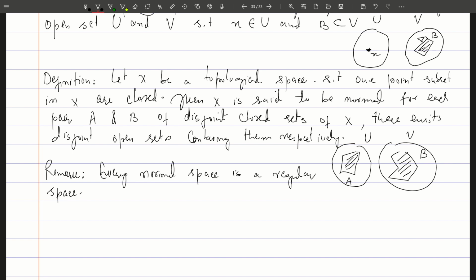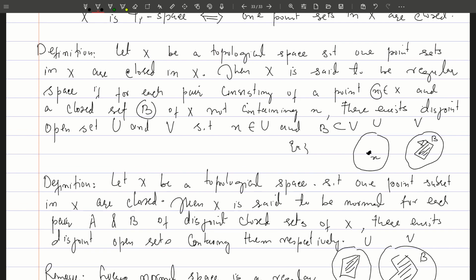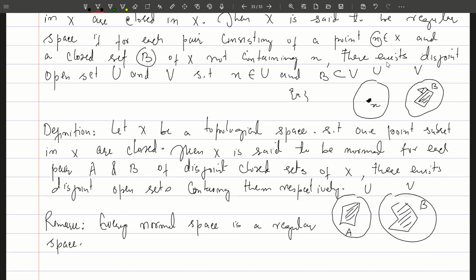So because one can identify this point as a closed subset of X, because we are assuming in the hypothesis that the one point sets are closed sets. So then this space, a normal space, is also a regular space. Now one can note here we need to include the condition that the one point sets are closed as a part of the definition of regularity and normality. So this is in order for this to be the case.